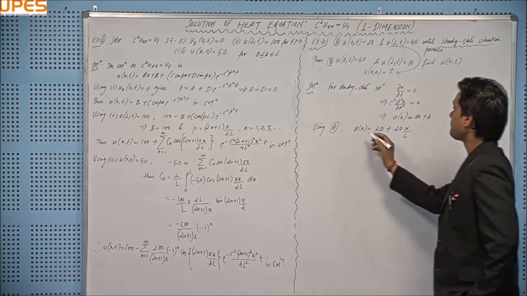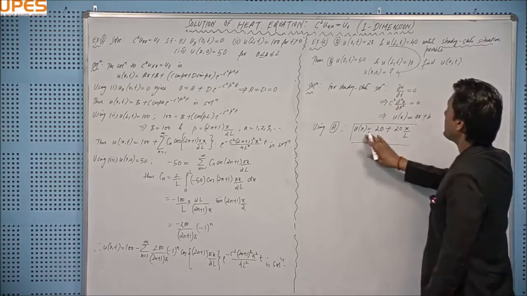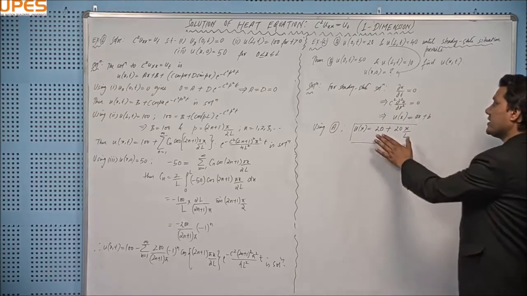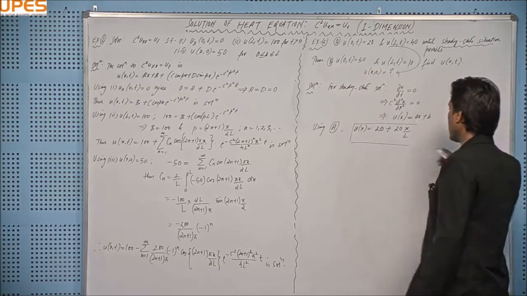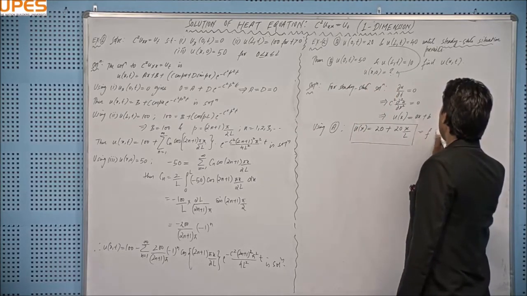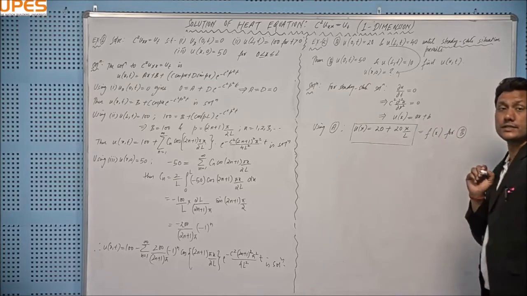So this is the steady state solution, and that will be carried into the next part of our experiment, where it becomes f(x) for part B.